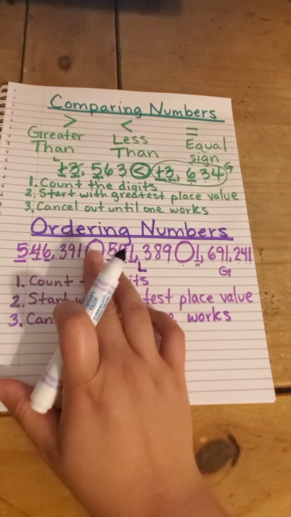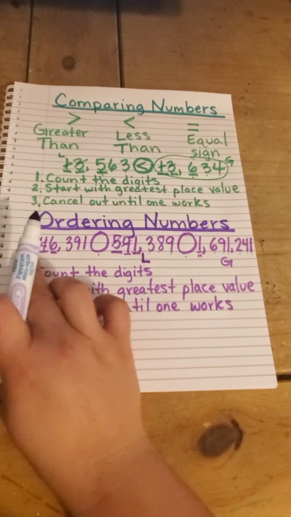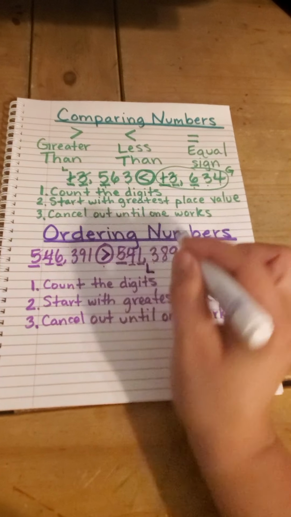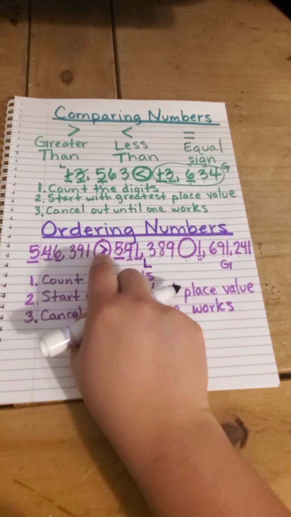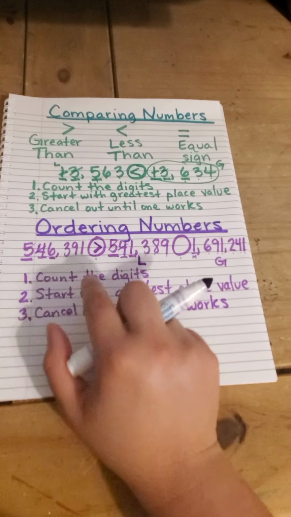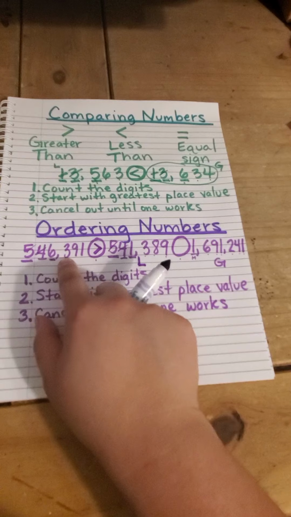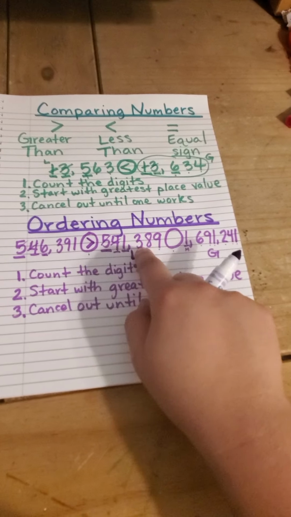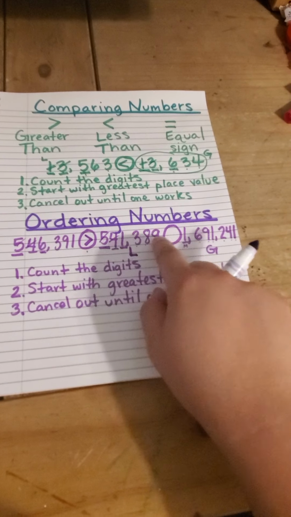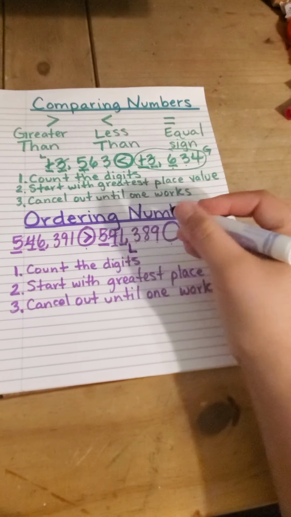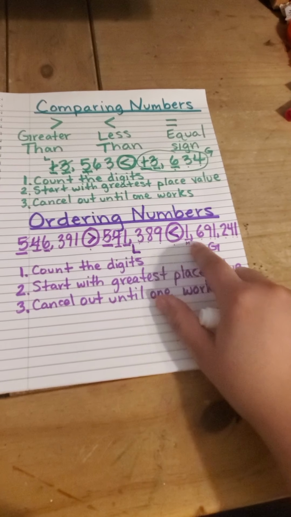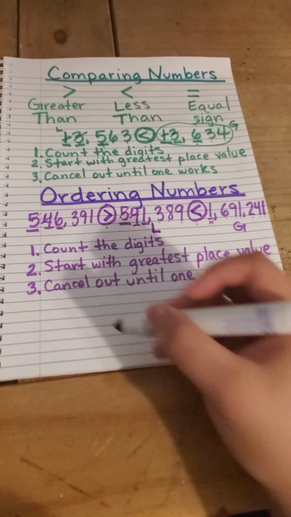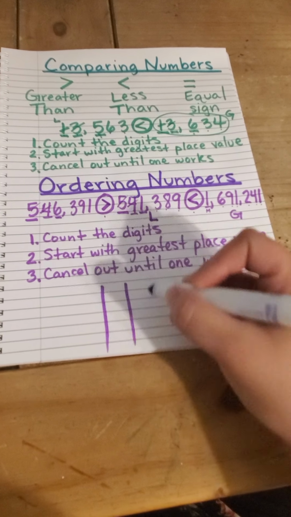Okay, so now let's figure out what signs go here. So we said this number was greater than this one. So I know I'm going to use the greater than sign because my greater than sign always opens towards the bigger number. So 546,391 is greater than 541,381. And I know this number was less than, so now I'm going to use the less than sign, 1,691,241.